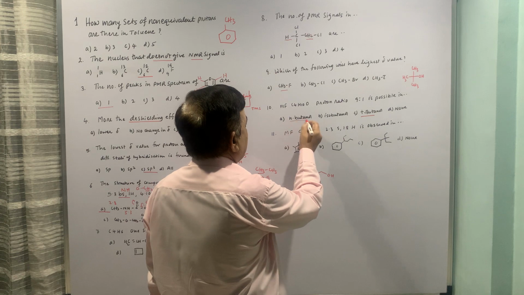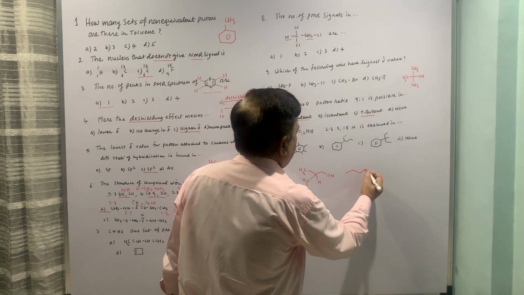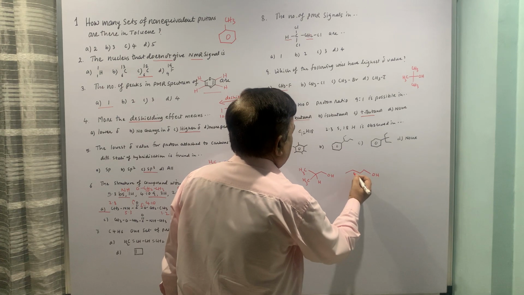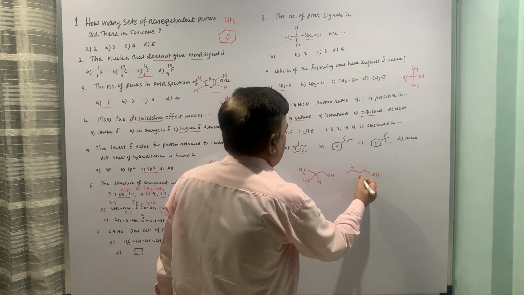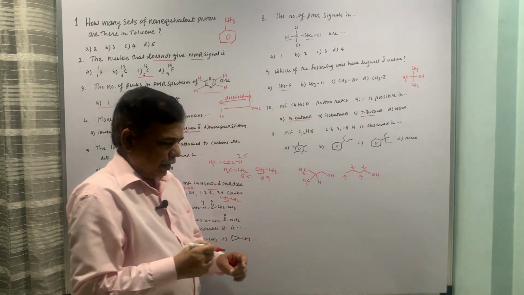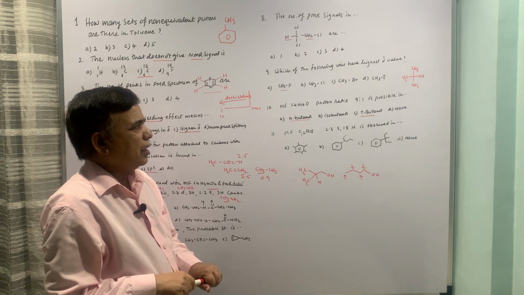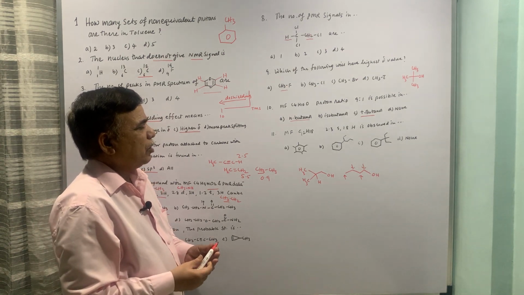The same is the case with n-butanol: 1, 2, 3, 4 and then OH. Once again this is one set, this is another set, this is a third set, this is a fourth set. So that 9:1 ratio is possible only in the case of tertiary butyl alcohol, or tertiary butanol, that is all.